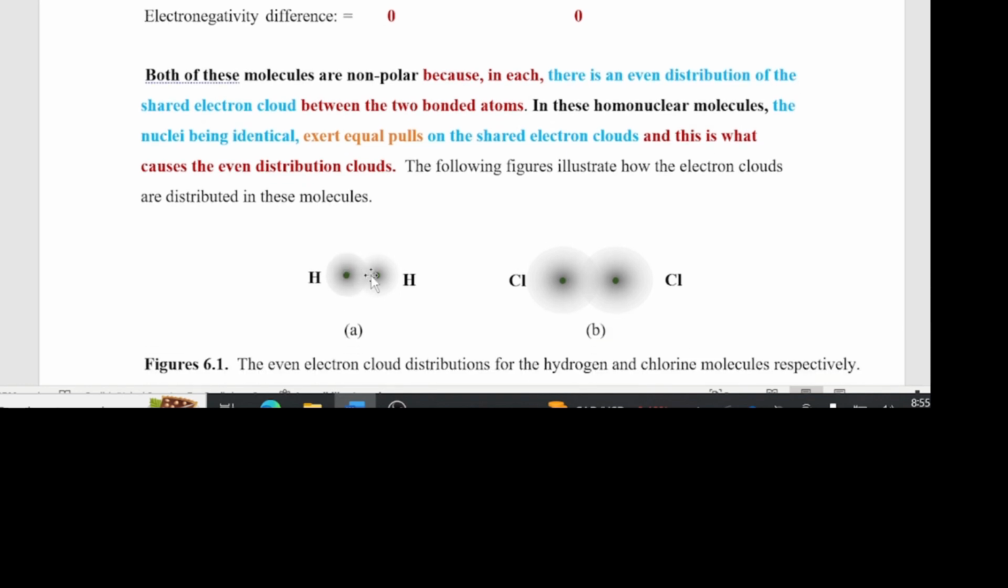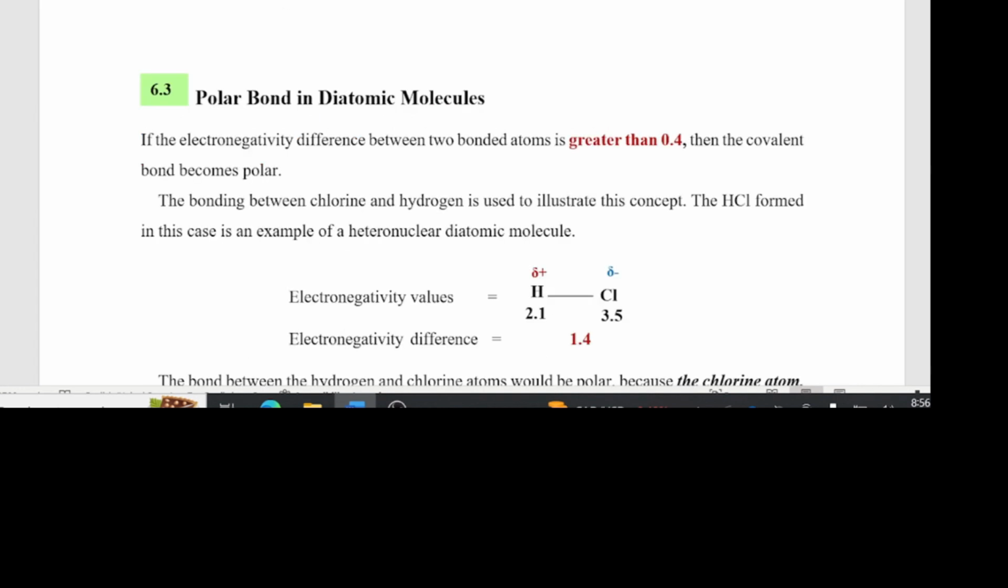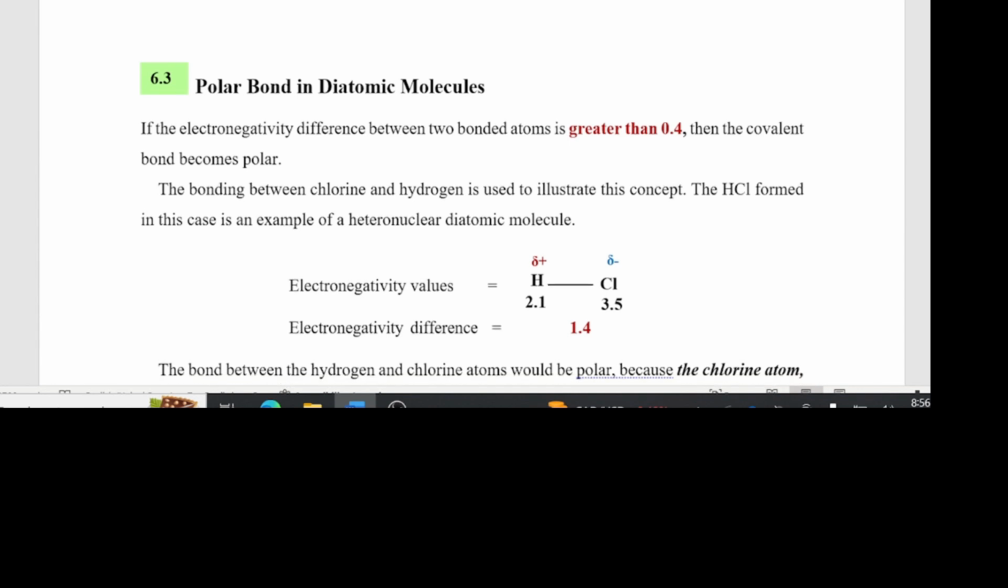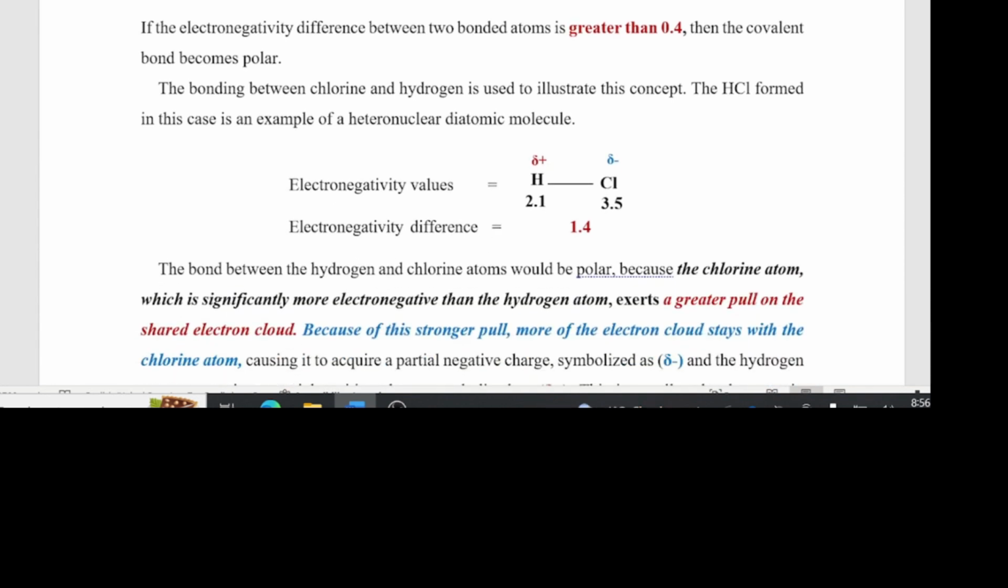This is a hydrogen here and there's another hydrogen here. There's an even distribution of electron cloud between these atoms there, and the same thing here. Heteronuclear molecules: molecules where there are two different elements. If the electronegativity difference between two bonded atoms is greater than 0.4, then the covalent bond becomes polar. For those that we dealt with before, there was no electronegativity difference. However, if you have heteronuclear molecules and you find that there is a difference in electronegativity between these two bonded atoms that is greater than 0.4, then the bond becomes a polar bond.